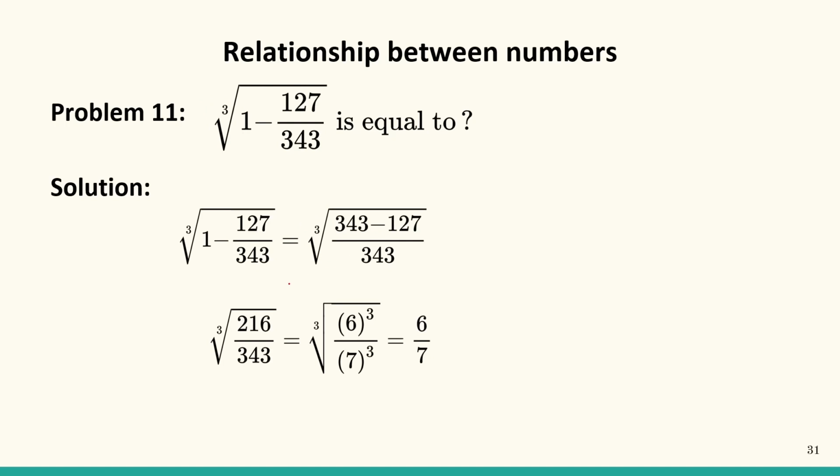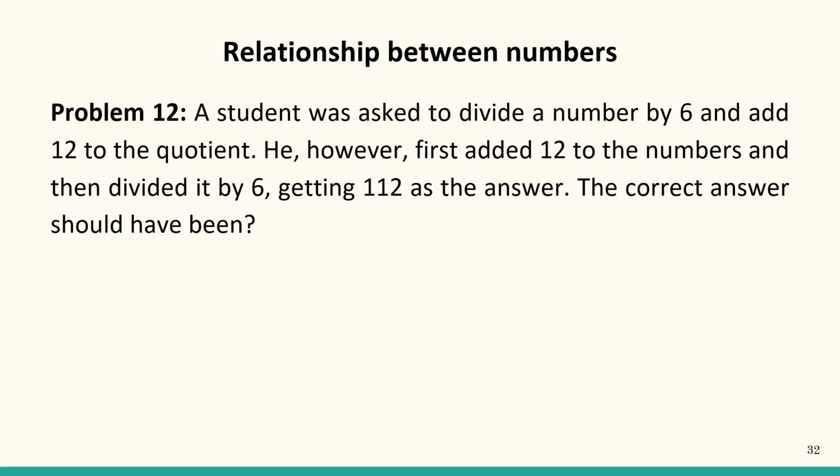What it becomes is 216, and you all know that 216 is nothing but 6 whole cube, and 343 is nothing but 7 whole cube. So if I have x plus y whole cube and cube root, this is actually equal to x by y. That is why this thing is actually equal to 6 by 7. So let's see the problem number 12 here.